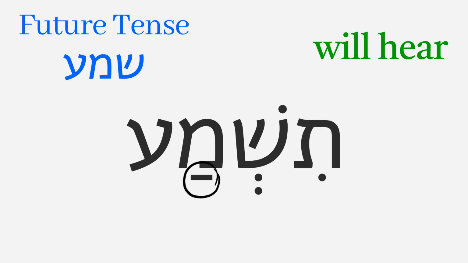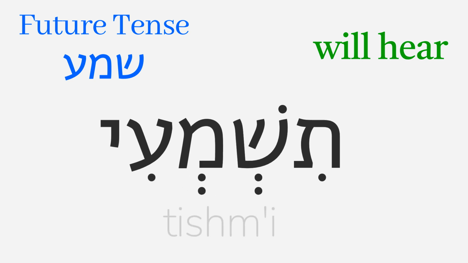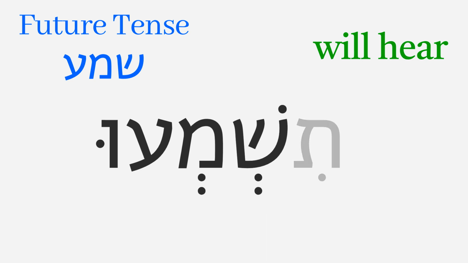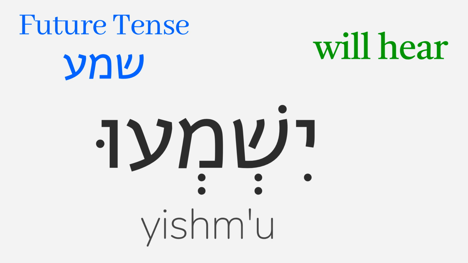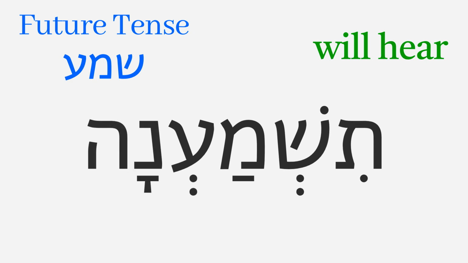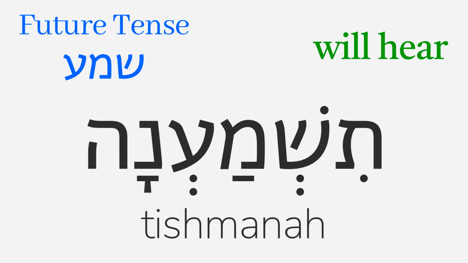Shortening the patach in tishma to a shva and adding e, we get tishma'i. You will hear feminine singular. And adding u, we get tishma'u. You will hear masculine plural. Replacing that t prefix with yi, we make yishma'u. They will hear in masculine form. Finally, adding na to tishma, we get tishmana. You will hear feminine plural, or they will hear in feminine form.